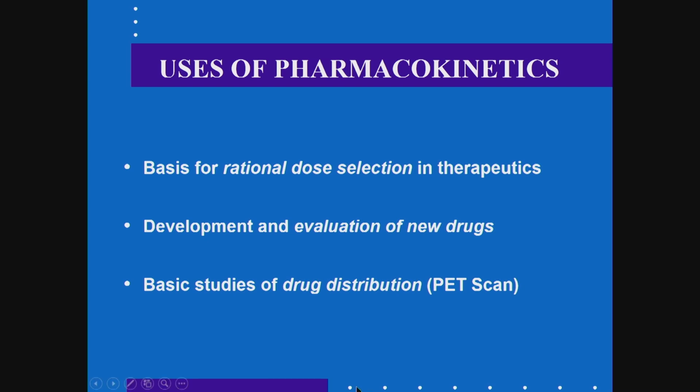Pharmacokinetics is also very important in basic studies of drug distribution in animals and humans with the use of PET scanning, positron emission tomography, where you can actually visualize the binding of drugs to its site of action.